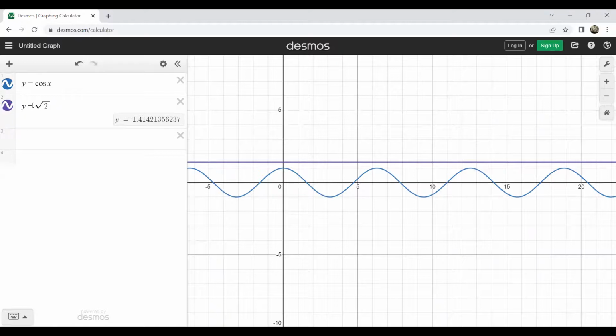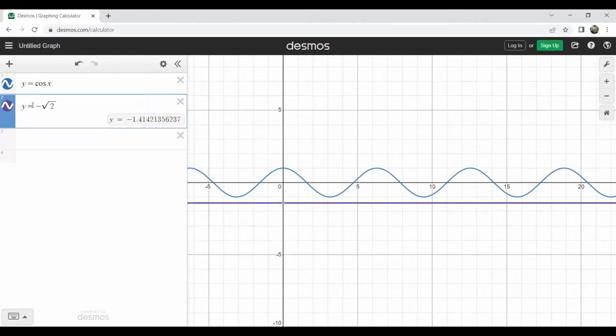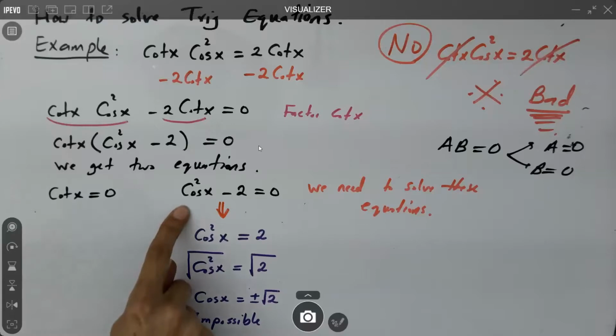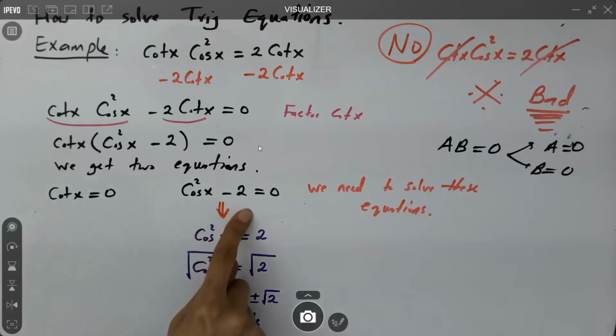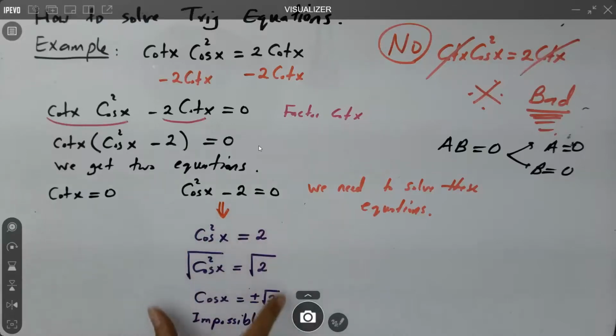What about negative square root of 2? This line is below cosine. There is no intersection between them. Okay, when there is no intersection, it means that there is no solution. So that's why we say that cosine squared of x minus 2 equal to 0 has no solution, no intersection. I'll put it down, no intersection.